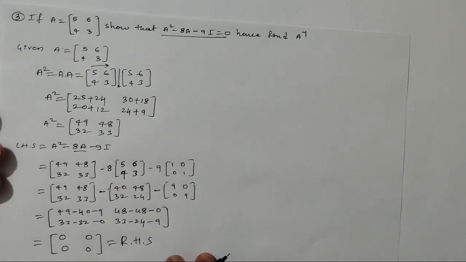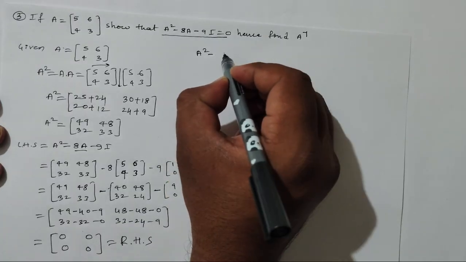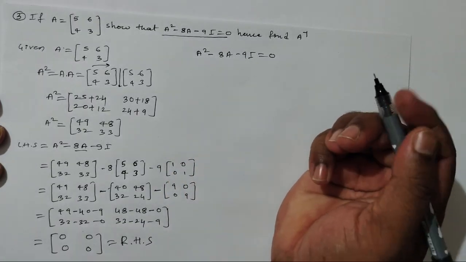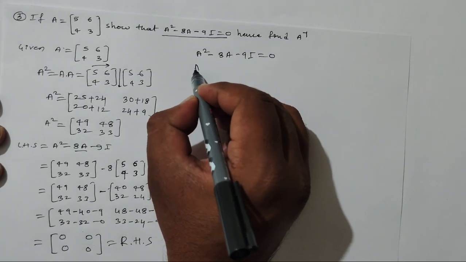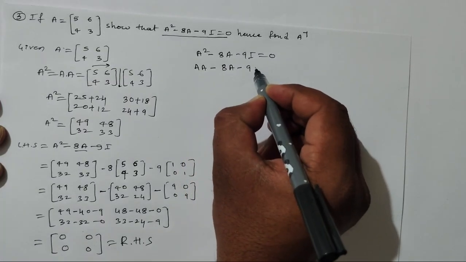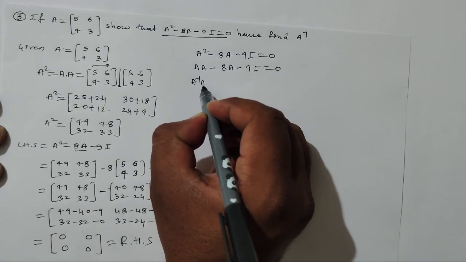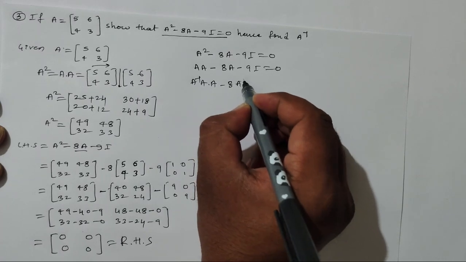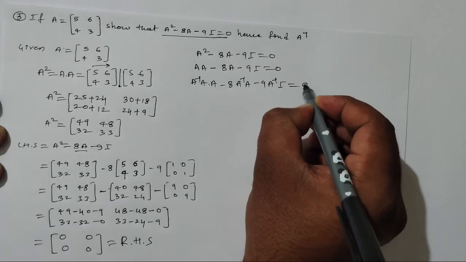Okay, next, to find A inverse using this equation. So here A square minus 8A minus 9I equal to 0. Okay, so we'll multiply by A inverse on both sides. First, to write A square, I can write A into A minus 8 into A minus 9 into I equal to 0. Okay, we'll multiply by A inverse. A inverse into A into A, minus 8 into A inverse into A minus 9 into A inverse into I equal to 0.